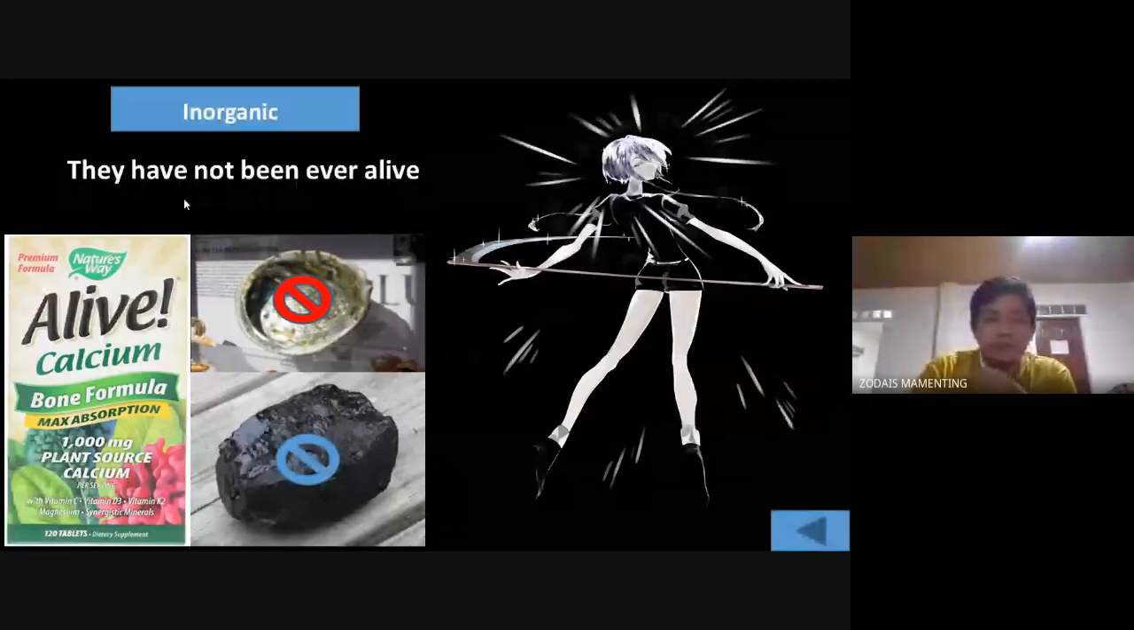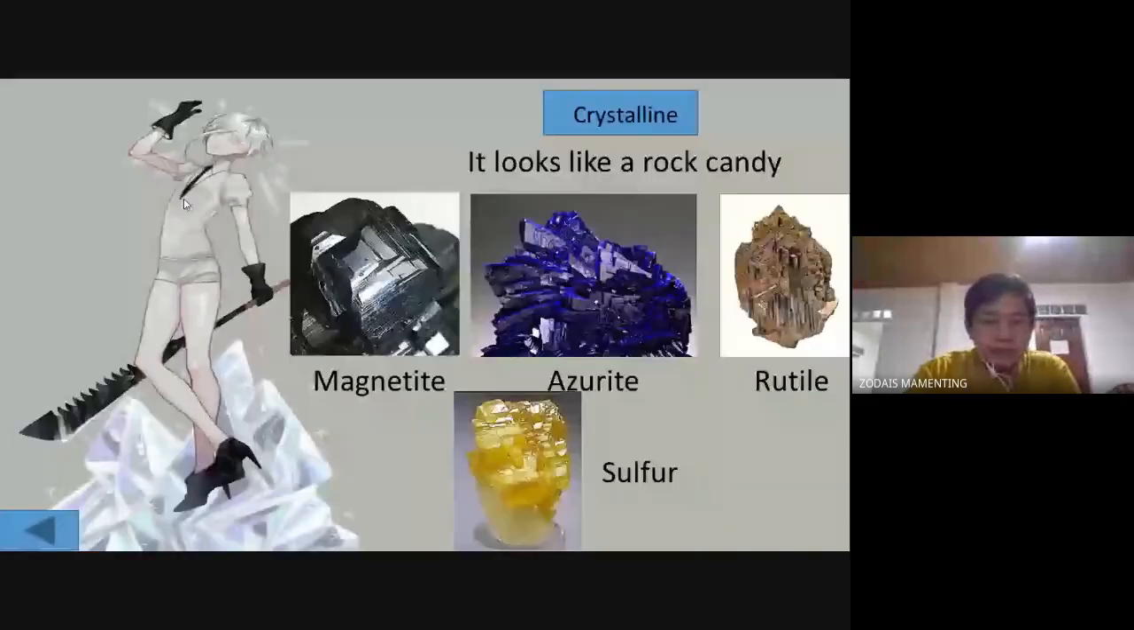Next is crystalline. It looks like a rock candy. As you can see in the example, we have magnetite, azurite, rutile, and sulfur. An example of rock candy is the candy max. So a mineral looks like a rock candy.